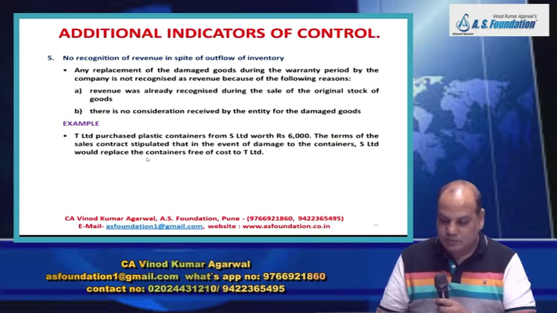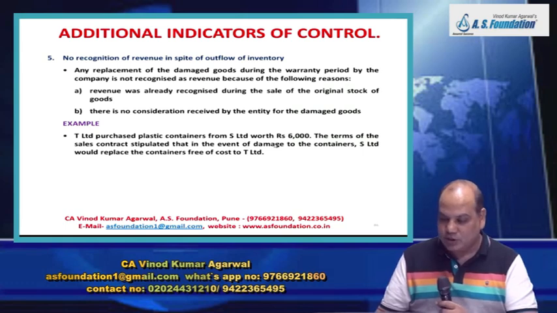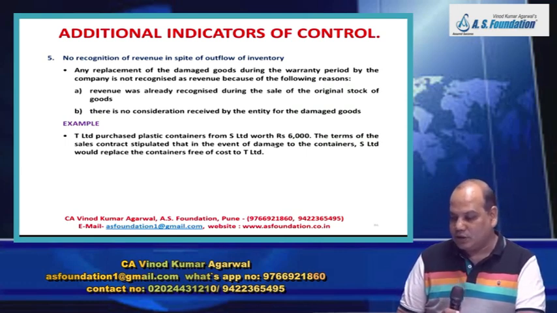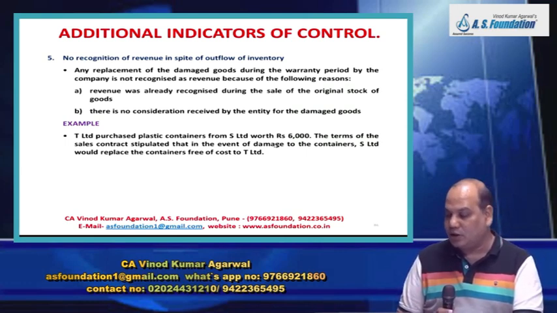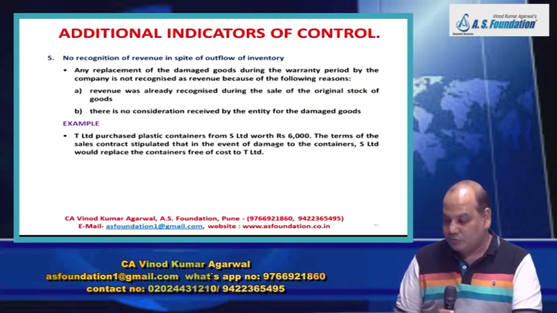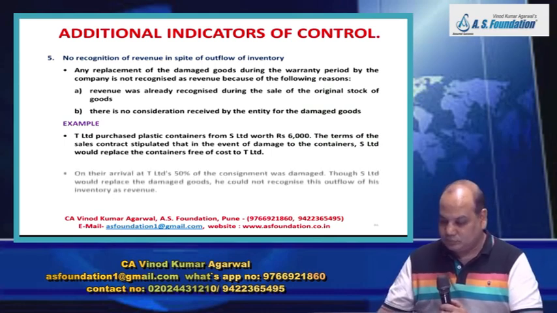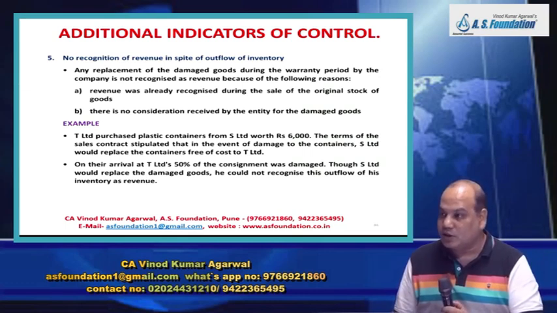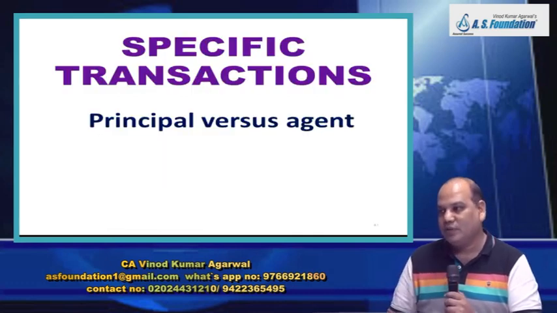So example for this, T Limited purchased plastic containers from S Limited worth rupees 6,000. The terms of the sales contract stipulated that in the event of damage to the container, S Limited will replace the container free of cost to T Limited. On their arrival at T Limited's, 50% of the consignment was damaged. Though S Limited would replace the damaged goods, he could not recognize this outflow of inventory as revenue.